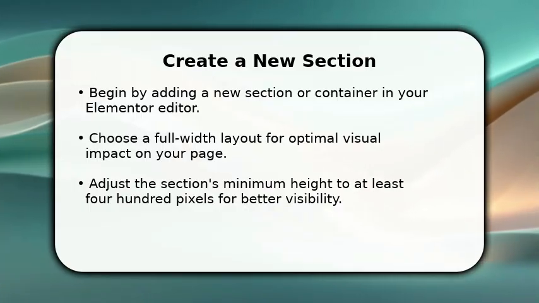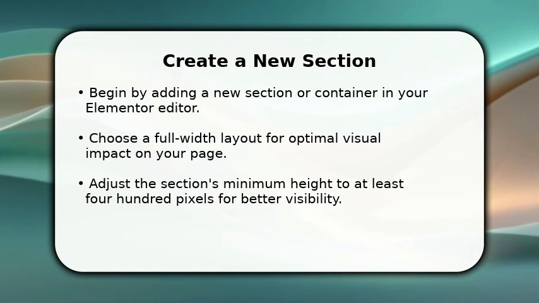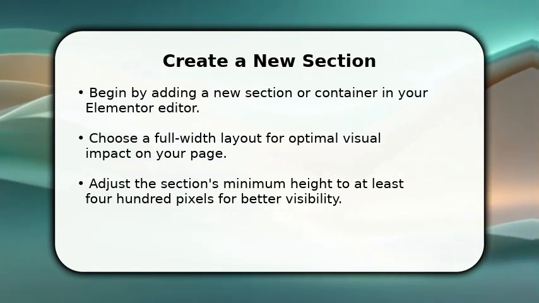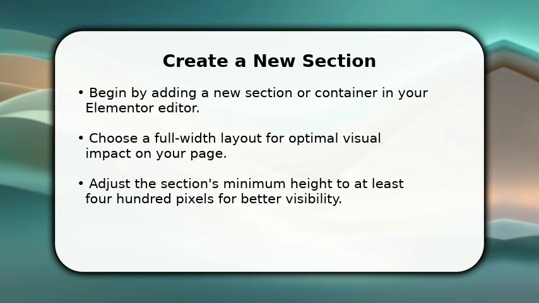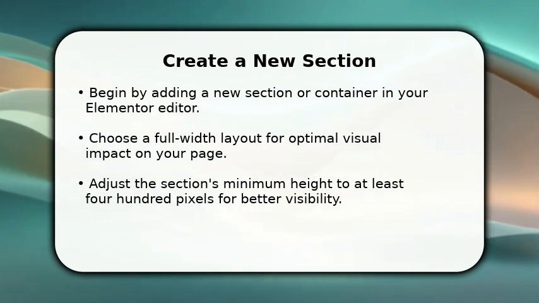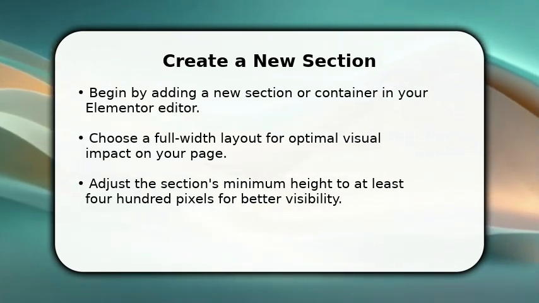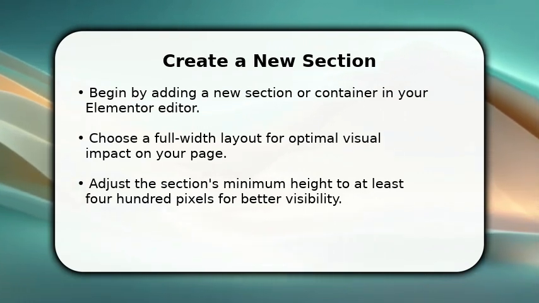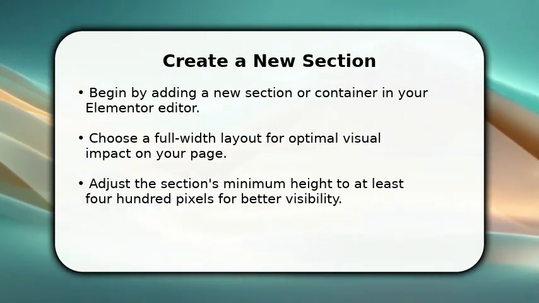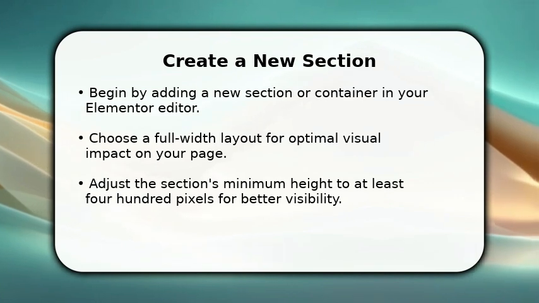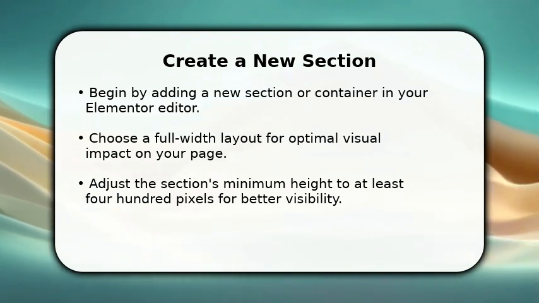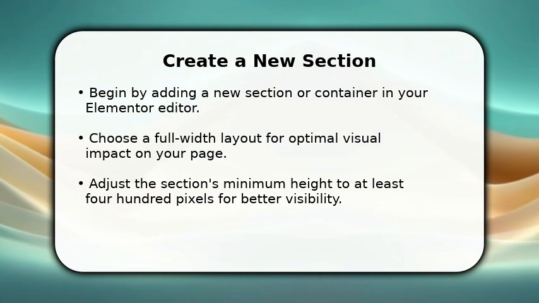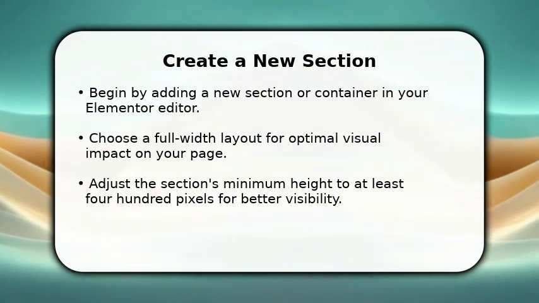In this video, I will show how to make a video background in Elementor. First, open your Elementor editor and add a new section or container. For the best visual effect, select a full-width layout. Then, navigate to the Layout tab and set the minimum height for your section to at least 400 pixels. This ensures your video background will be prominently displayed and look great on your website.